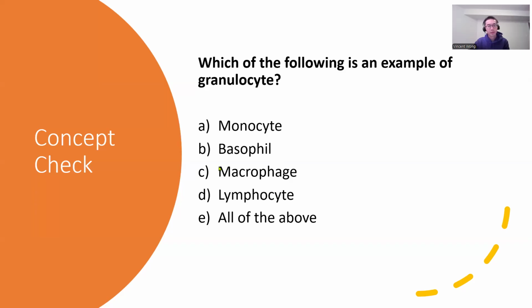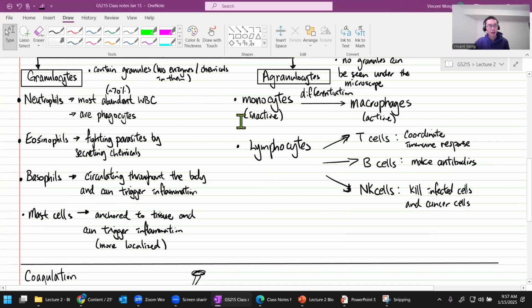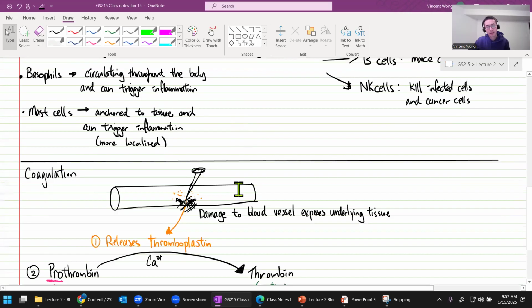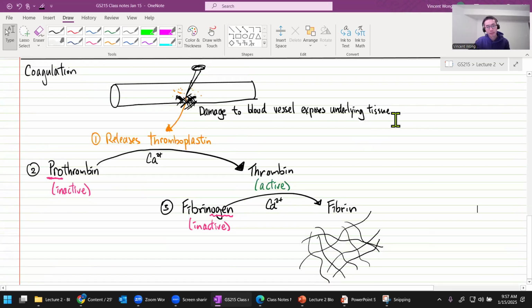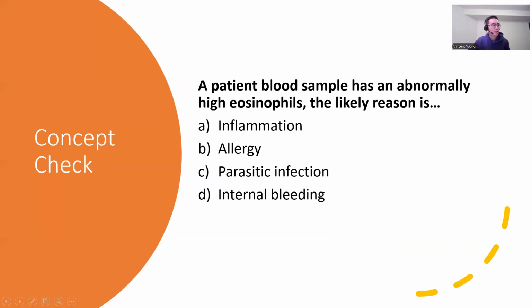All right. So the correct answer is basophil. A basophil is a granulocyte. We wrote it down, right? If you have trouble memorizing these things, then maybe put it on your help sheet for your test. It's fine if you need to do it. How about this one?